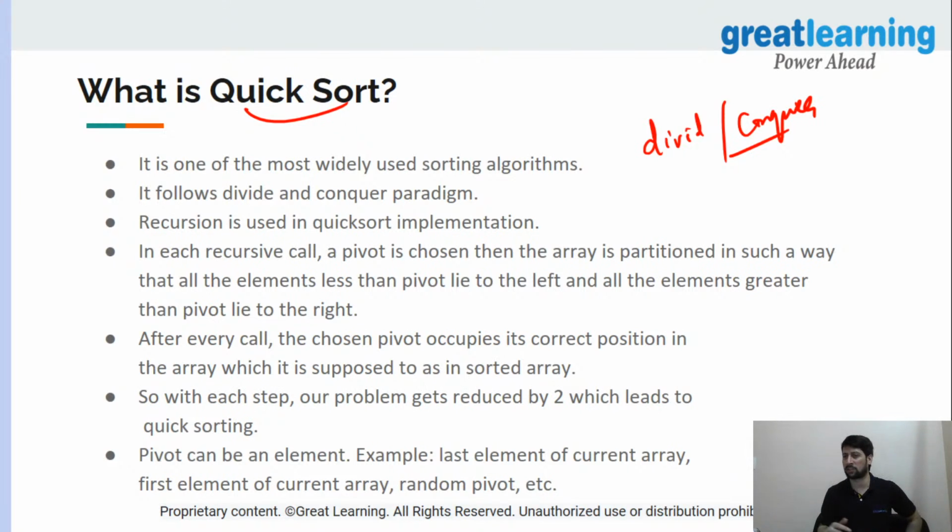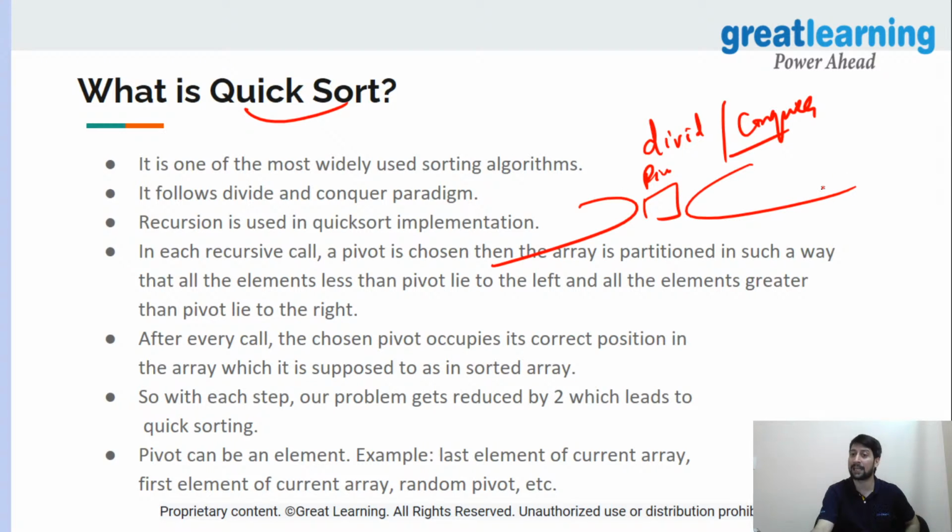Okay, all the implementation. Now we have chosen a pivot element, and it will be arranged in such a way that all the elements on the left hand side are less than the pivot, and all the elements on the right hand side are greater than the pivot. We'll see how it works. After every call, the pivot occupies its original position. That means after the first call this pivot will be in place, and next time around this will be the pivot and this will be the pivot.